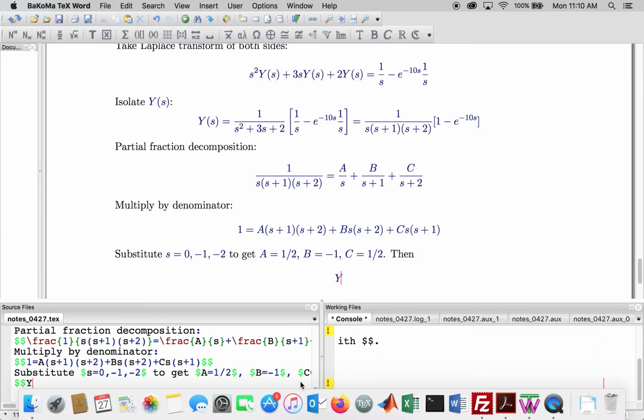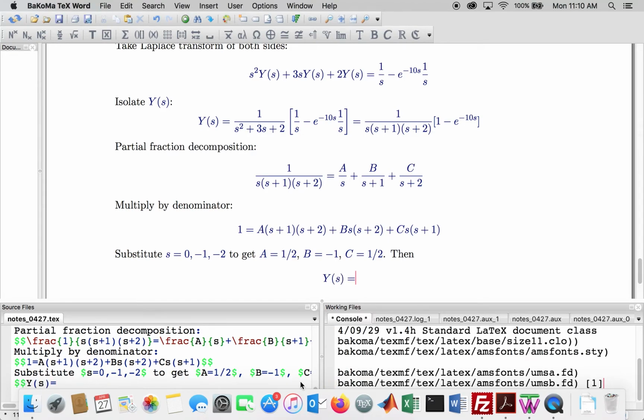So now what we have is putting in these values of the constants A, B, and C, and using that up here. Okay.